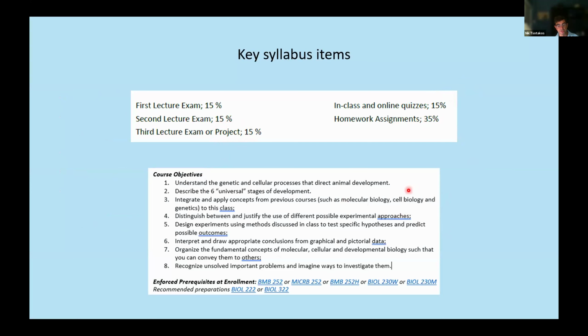There are content-based course objectives, such as describe the universal stages of development. But there are also skills-based objectives, including things like design experiments using methods discussed in the class.